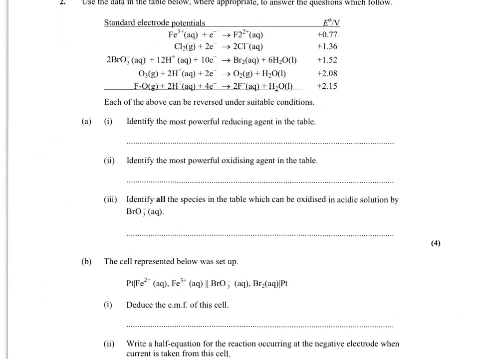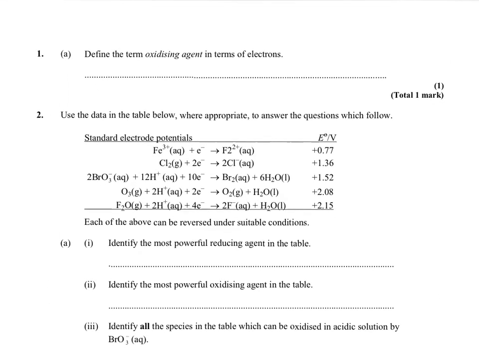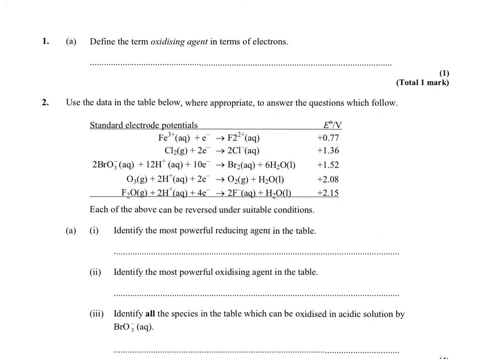So if we start on 1A, it says define the term oxidizing agents in terms of electrons. You know that an oxidizing agent gets reduced itself, and if you remember OIL RIG, you remember that reduction is gain of electrons. The fact that the oxidizing agent gets reduced itself means that this will gain electrons.